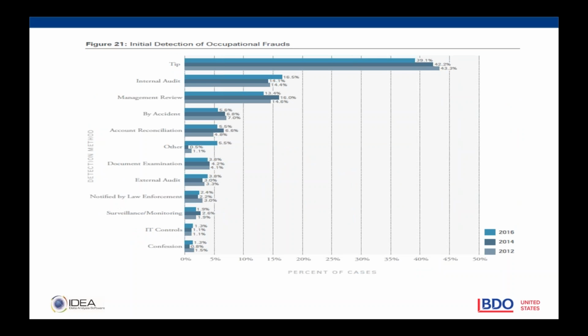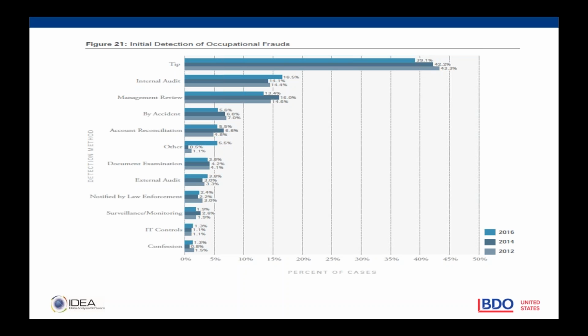This next one is an interesting one, and the reason I like this one is because it shows how well we do at detection of frauds, and generally I can say we probably don't do a great job on detection of frauds. If I'm looking at the top one, that's tip. That's basically somebody telling on somebody else that they did something and turning them in. The second one is internal audit. So internal audit is doing okay, but compared to the tip, they're not too great. Management review is also the third one.